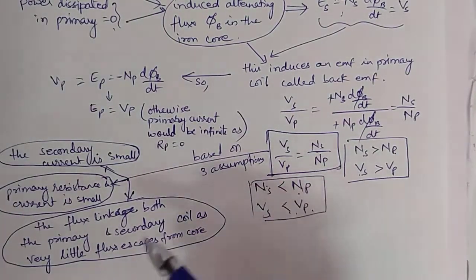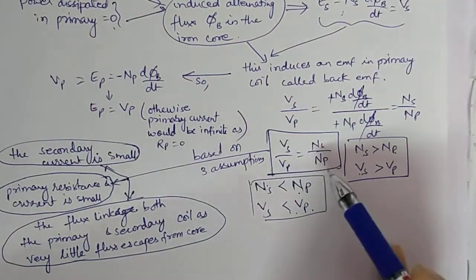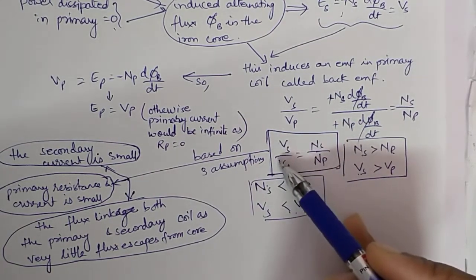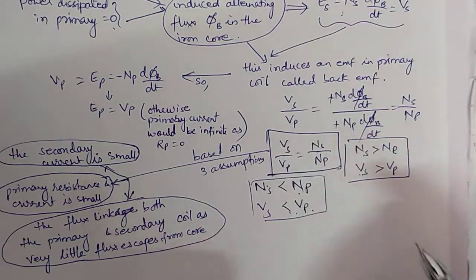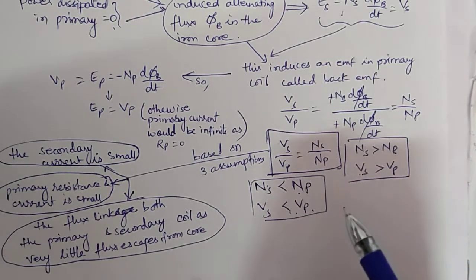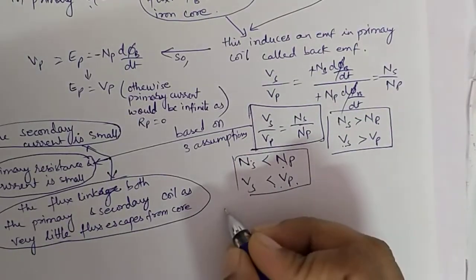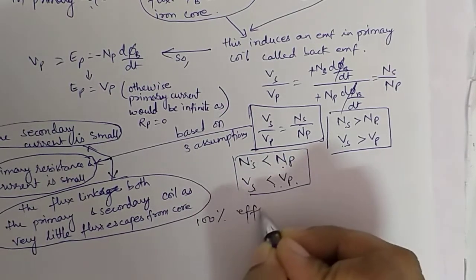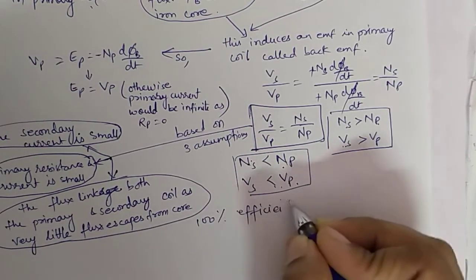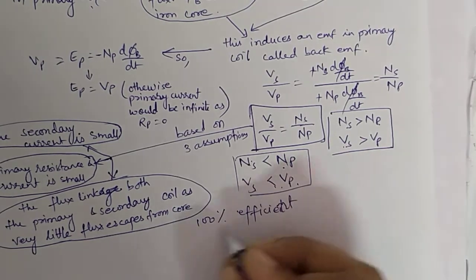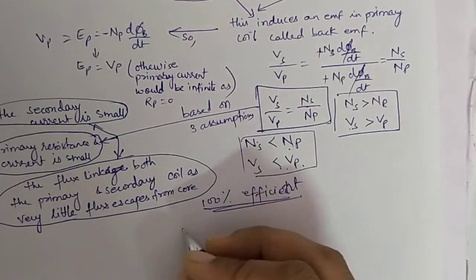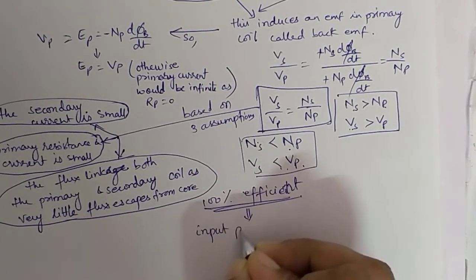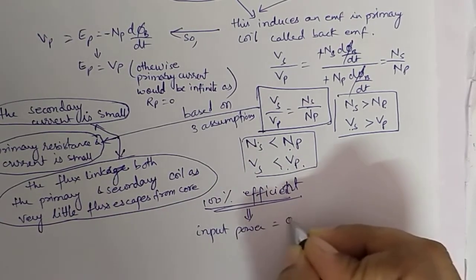So maximum flux will be linked, and there will be negligible loss in the flux. Okay, so these are the three assumptions based on which we will get this expression, and this is valid in all the cases for a transformer. Now if the transformer is assumed to be 100% efficient, it is not necessary, but suppose a transformer is 100% efficient, then the condition for this is that input power should be equal to output power.